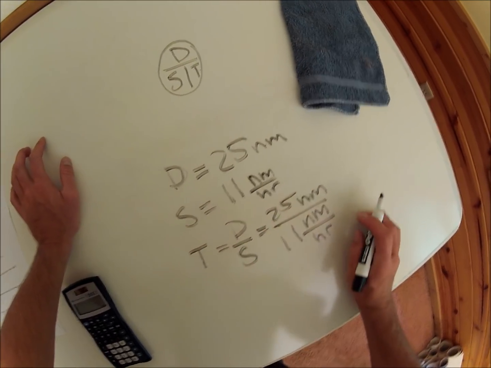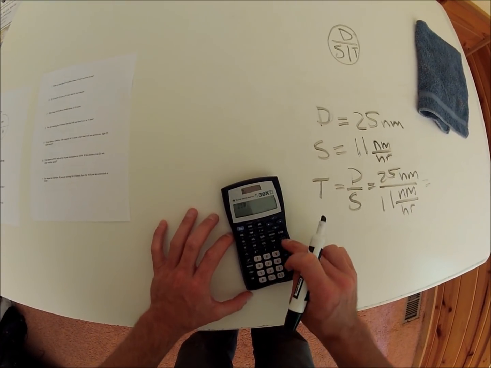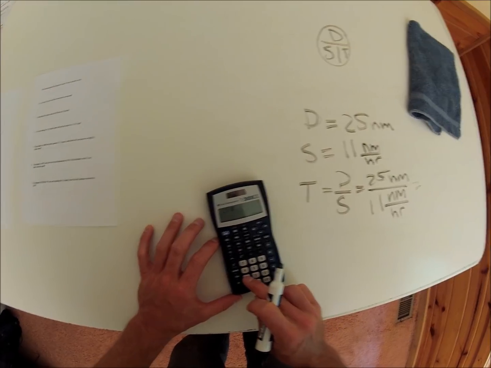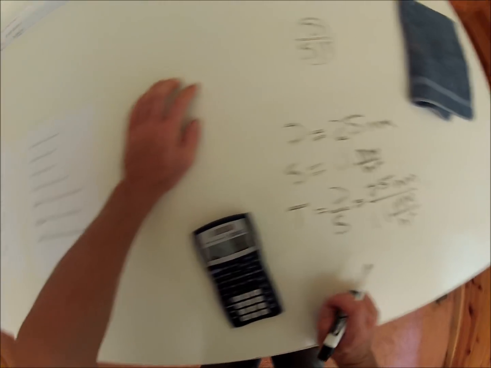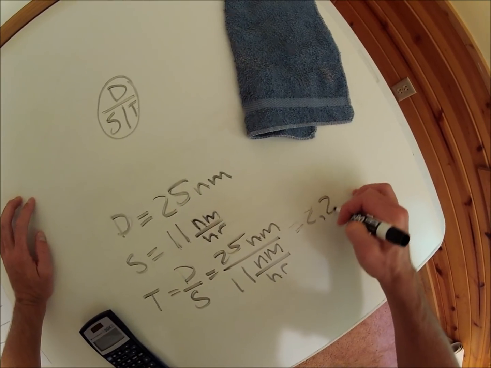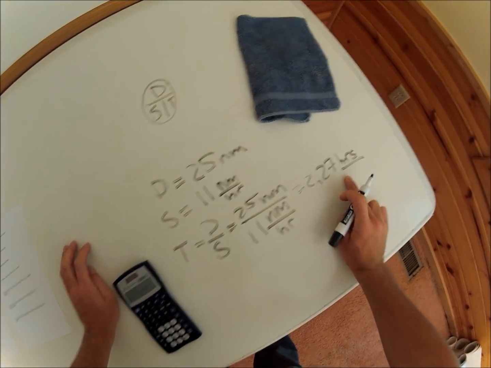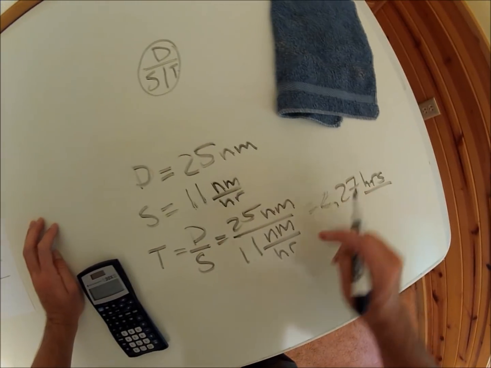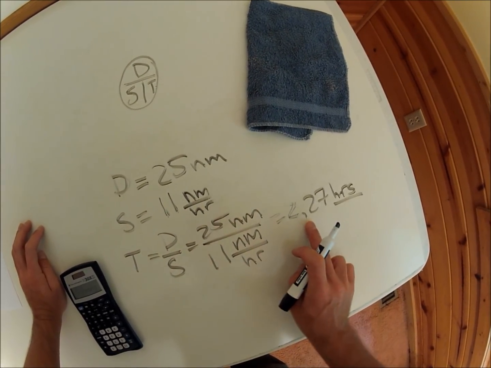So how long will this take? It's going to take 25 divided by 11 equal to 2.27 hours. So the time it will take us to travel 25 nautical miles, going 11 nautical miles per hour, is 2.27 hours.